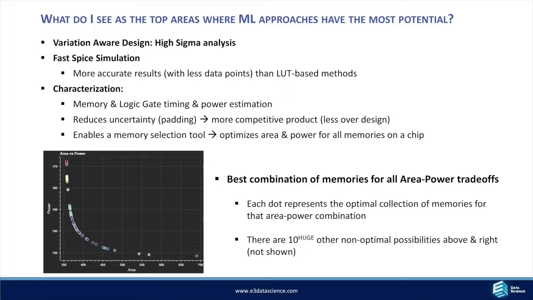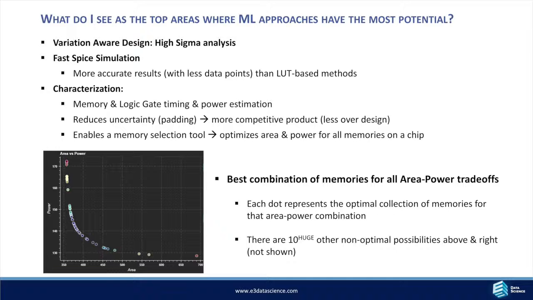Areas where I see machine learning having the most potential in EDA: I think Solido has already proven it with their Variation-Aware Designer, high sigma analysis. They've been using machine learning for years here. But for fast SPICE simulators, maybe we can replace those lookup tables with a more continuous learner. An area I'm most familiar with is characterization, where we can use it for memory or logic gate power estimation, or timing estimation.